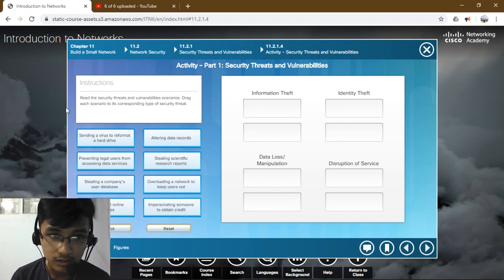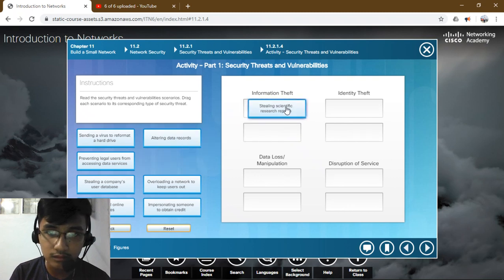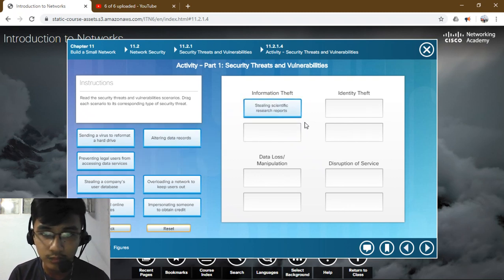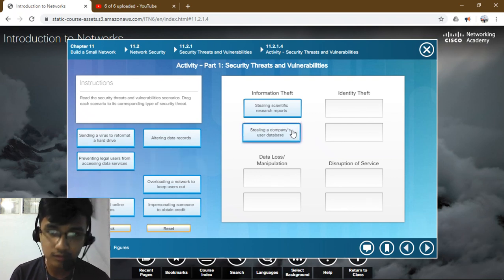Security threats. So read the security threats and vulnerability scenarios. So we need to drag them. For the information theft, of course, we can see the stealing word is information theft because our scientific reports are stolen. So stealing is the main keyword for information theft.